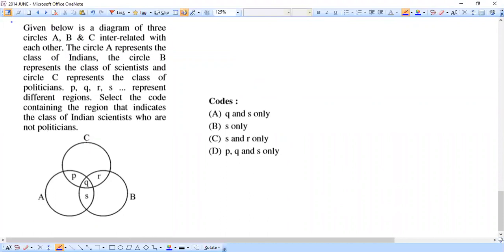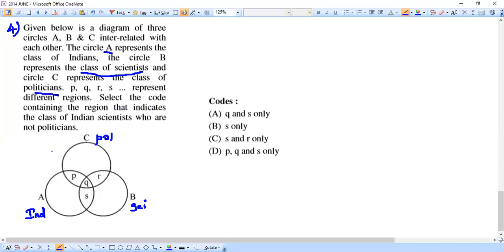Question number 4. Given below is a Venn diagram where A, B, C, we have 3 sets. You can see A, B, C, 3 sets here. And let's see what each of them represents. Here itself it is given. The circle A represents the class of all Indians. So A means Indians. B represents the class of scientists. So B means scientists. And C represents the class of politicians. So C means politicians. We are just writing it here so as to understand.